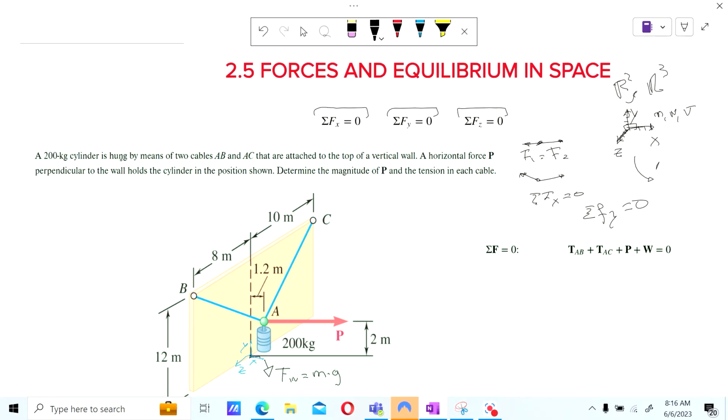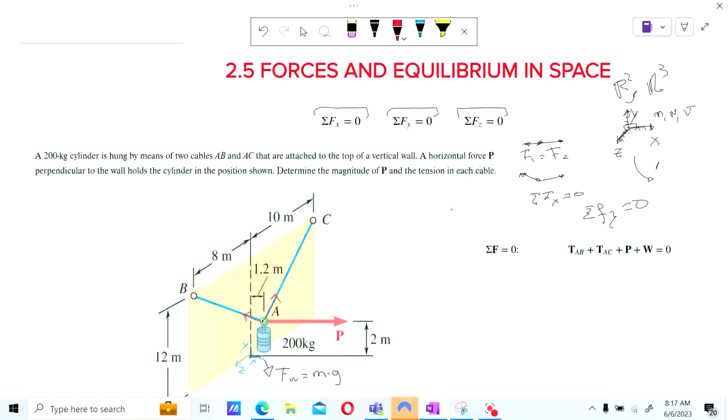and they're saying that this is being fixed by the cables AB and AC. So they're telling us that the force is going to start from A going to B and AC, so we can draw our force from A to B and from A to C, attached to the top of the wall.